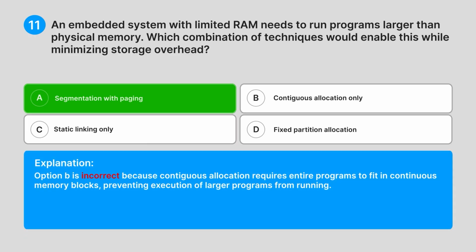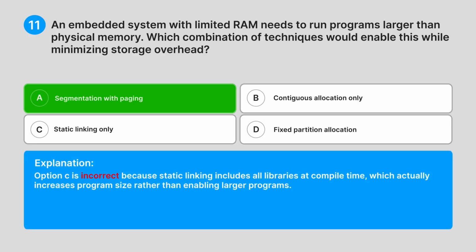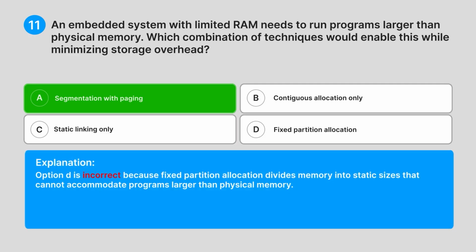Option B is incorrect because contiguous allocation requires entire programs to fit in continuous memory blocks, preventing larger programs from running. Option C is incorrect because static linking includes all libraries at compile time, which actually increases program size rather than enabling larger programs. Option D is incorrect because fixed partition allocation divides memory into static sizes that cannot accommodate programs larger than physical memory.